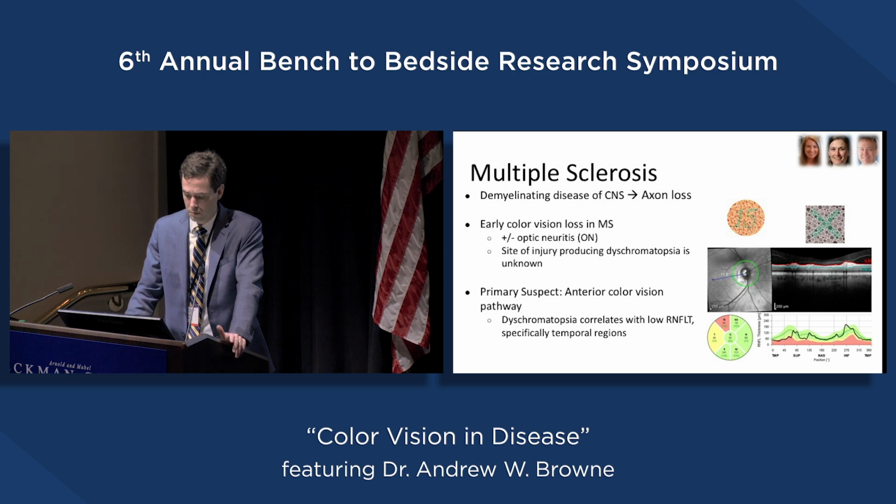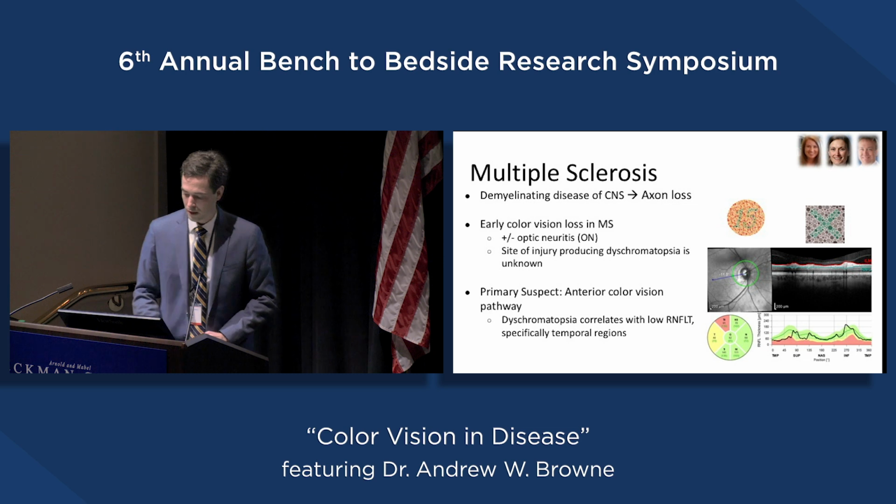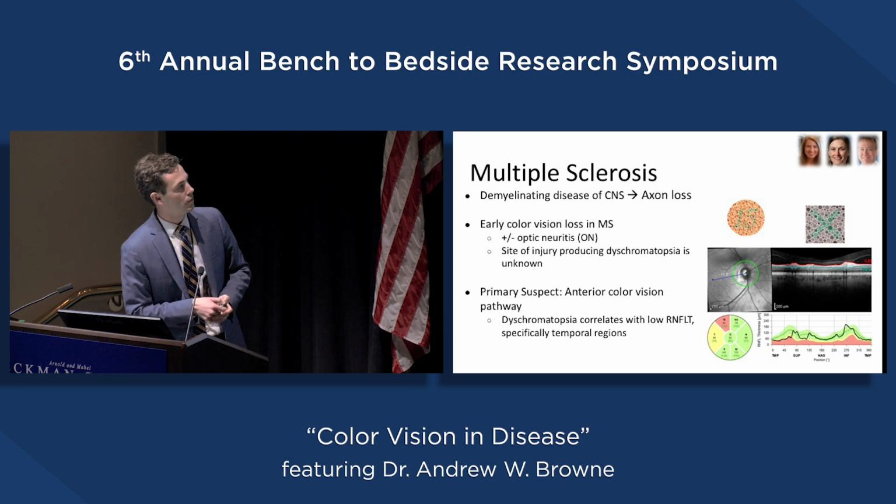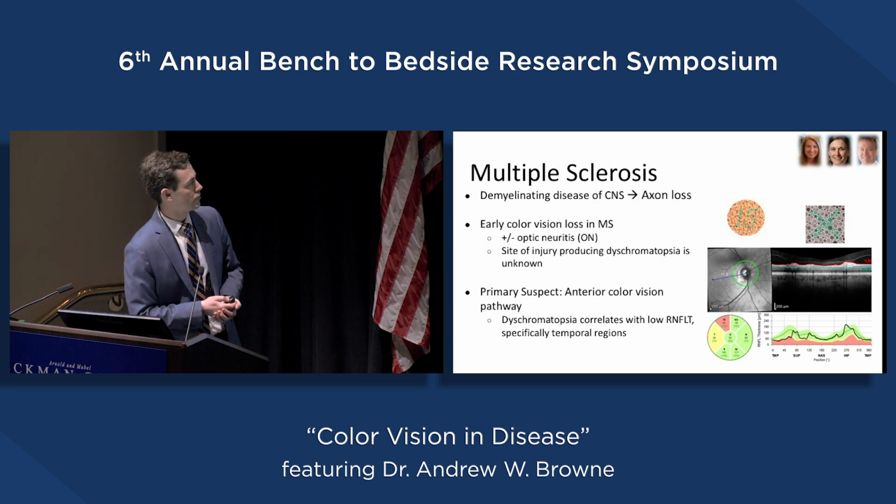And so in multiple sclerosis, there is early color vision loss, whether or not you have a history of optic neuritis. And so the way that we wanted to compare the structure of the nerve with color vision was by performing an OCT, where we can look at the thickness of the nerve fibers converging into the optic nerve head. And we compared the findings from that with the findings from color vision testing.